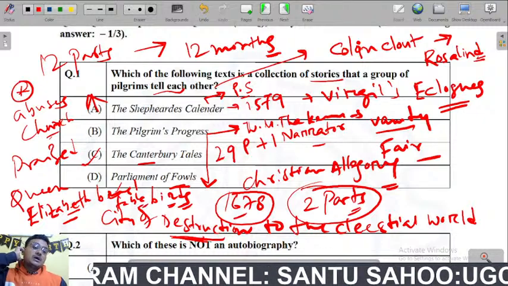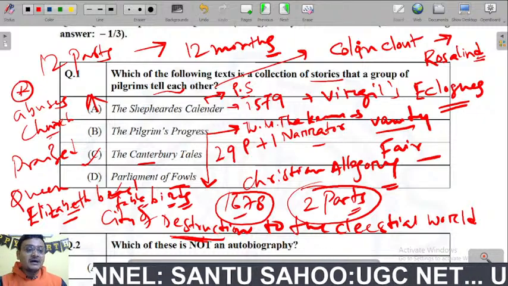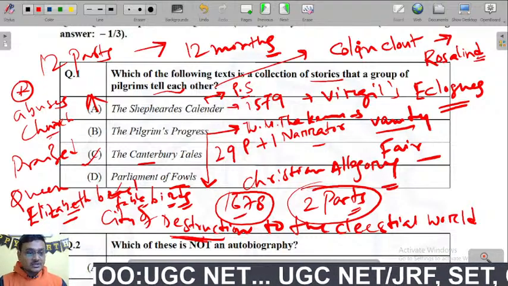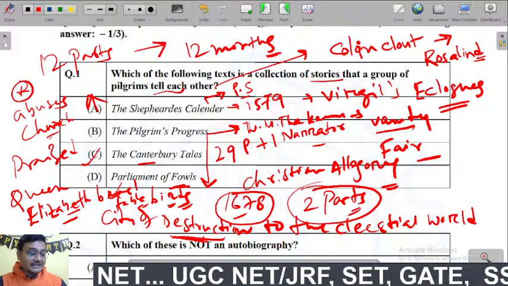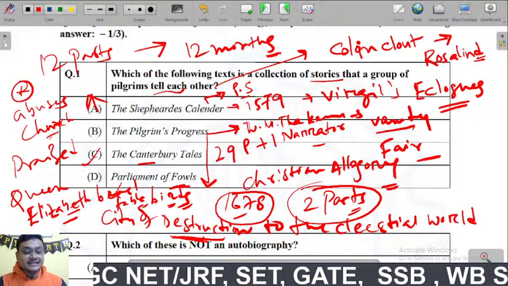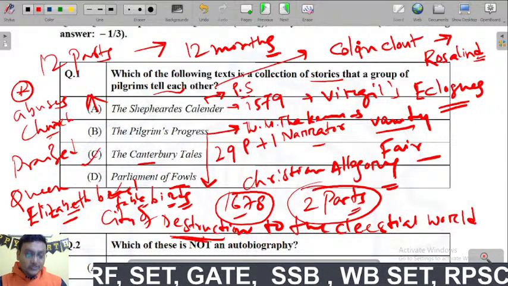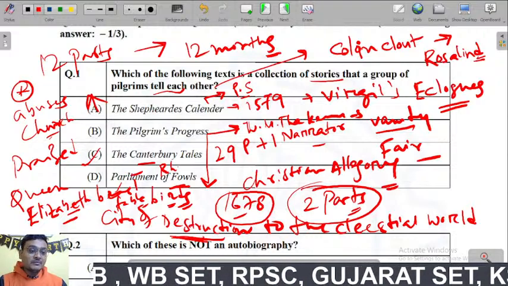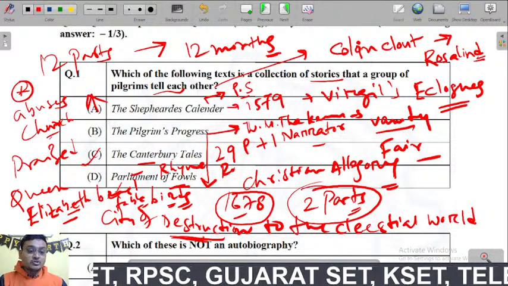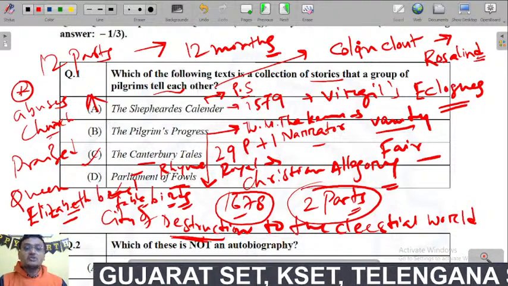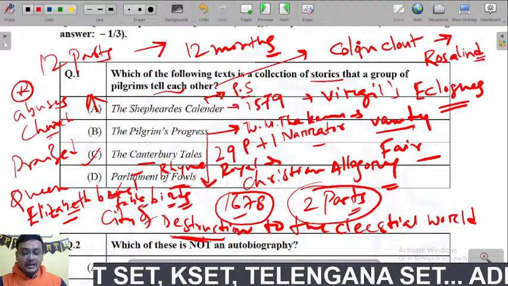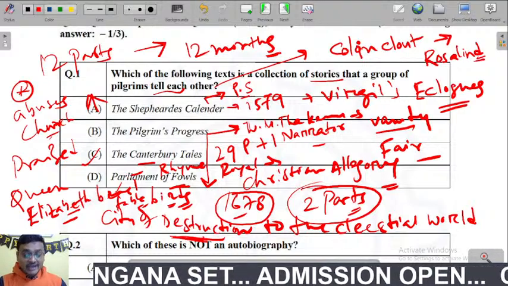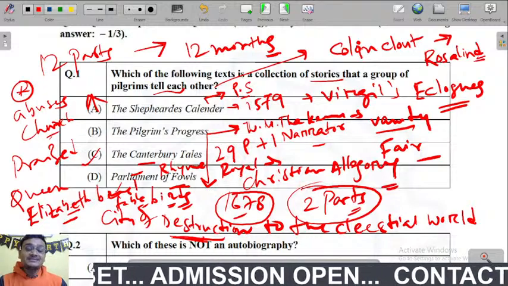It is to celebrate what? To celebrate Saint Valentine's Day. You all know what Saint Valentine's Day is. So it is to celebrate Saint Valentine's Day, and it was also written in rhyme royal. That was introduced by whom? Chaucer. Chaucer had, for the first time, introduced rhyme royal in Troilus and Cressida.